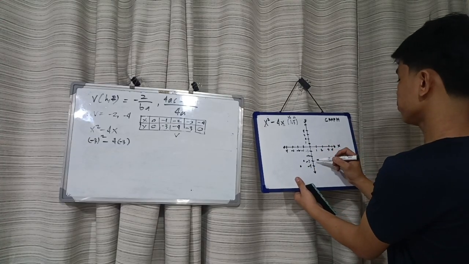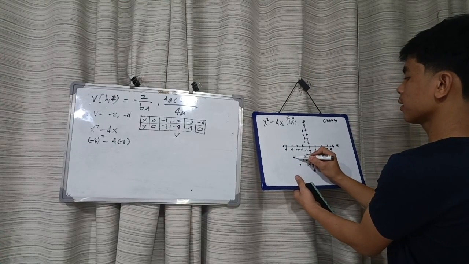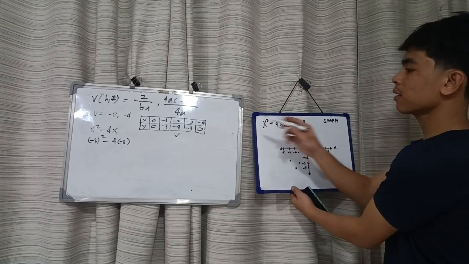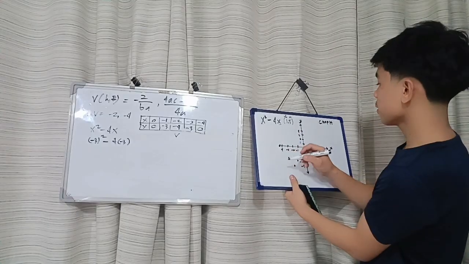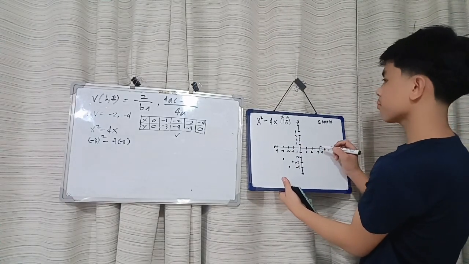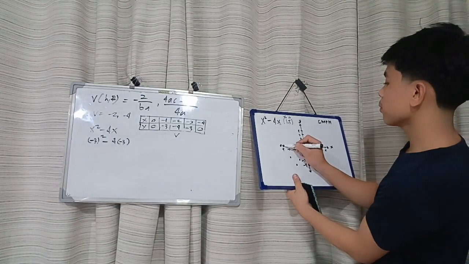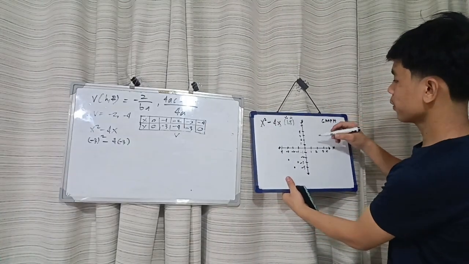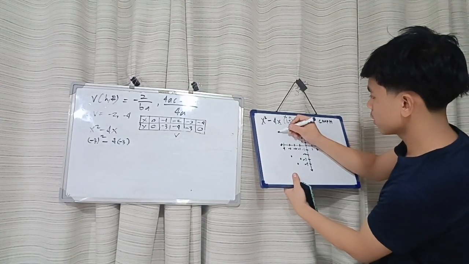You can put it here. And last is negative 4 and 0. Since your y is 0 and your x is negative 4, you can put it here. So that is your graph. To get our tangent line, you need to do this first.